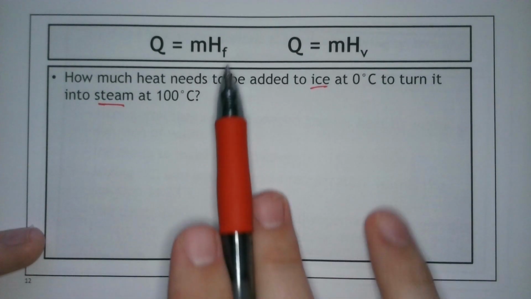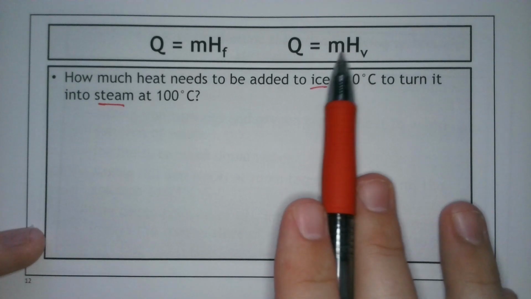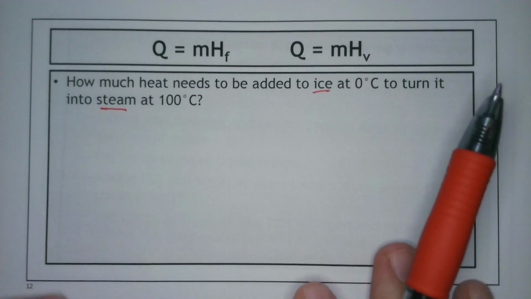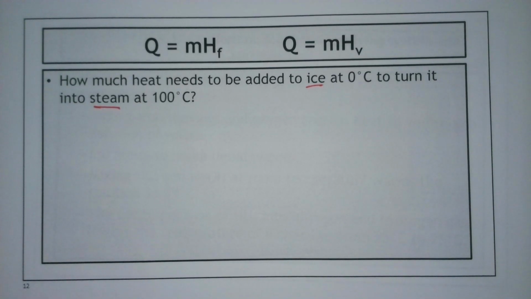Q equals m times the heat of fusion. Q equals mass times the heat of vaporization. These numbers are provided to you, but you kind of need to know how to use them. So multiple things are happening in our problem here. Let's think about the journey our H2O goes on.